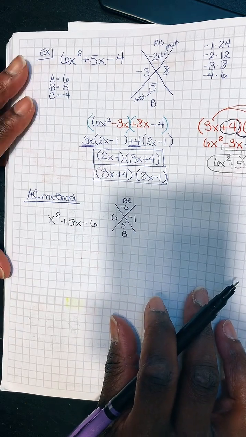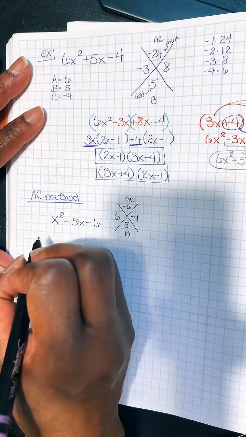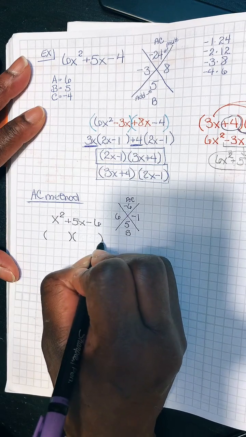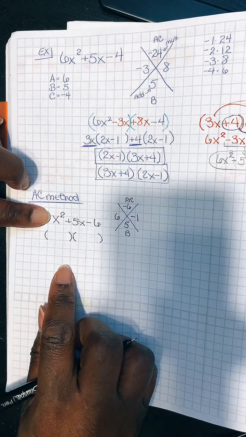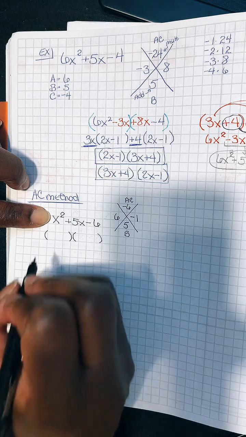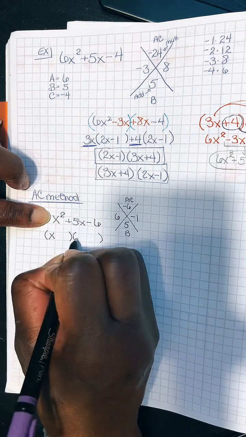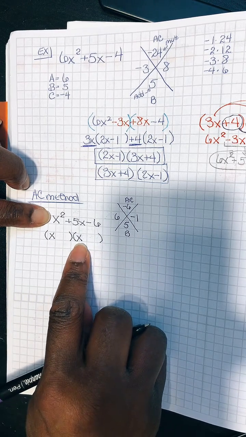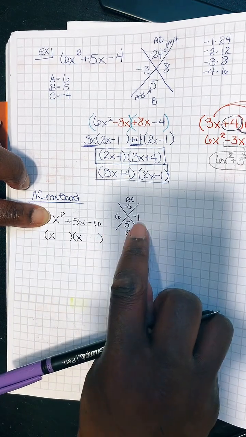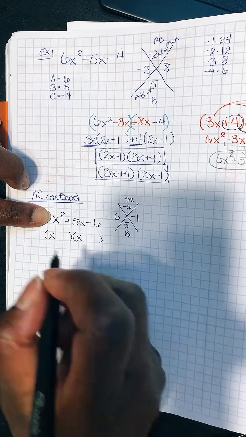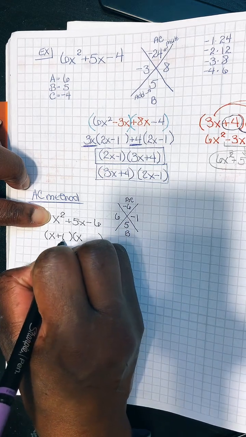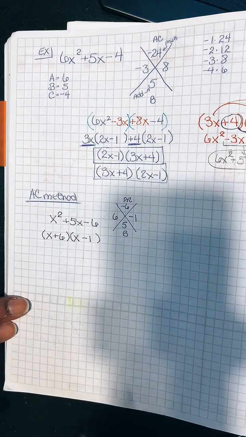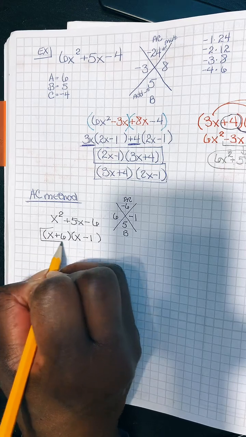All right, ready? Now that you did that, and your leading coefficient is 1, this is what you can do. Split your x's. There's going to be 1x in one parenthesis, 1x in the other. Now the factors that you just found, put them in the parentheses. And you're done.